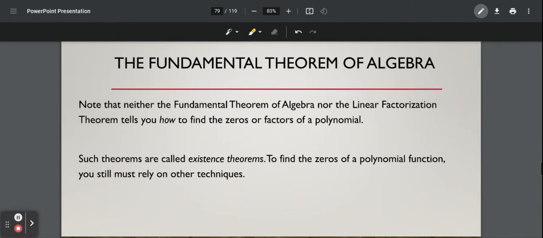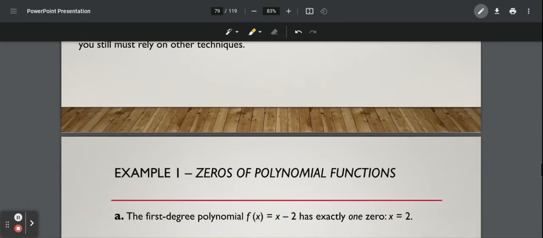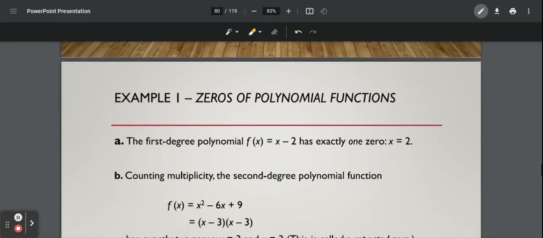Note here that neither the fundamental theorem nor the linear factorization theorem tells you how to find the zeros. It just tells you that you have zeros and that you can write them as linear factors. So to find the zeros, you have to rely on other techniques.